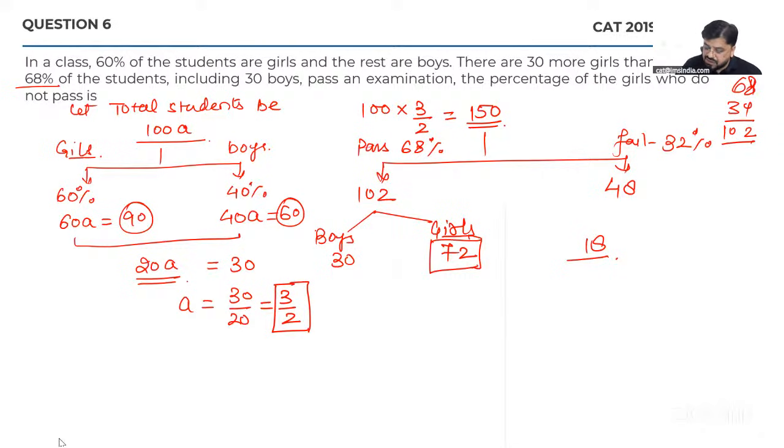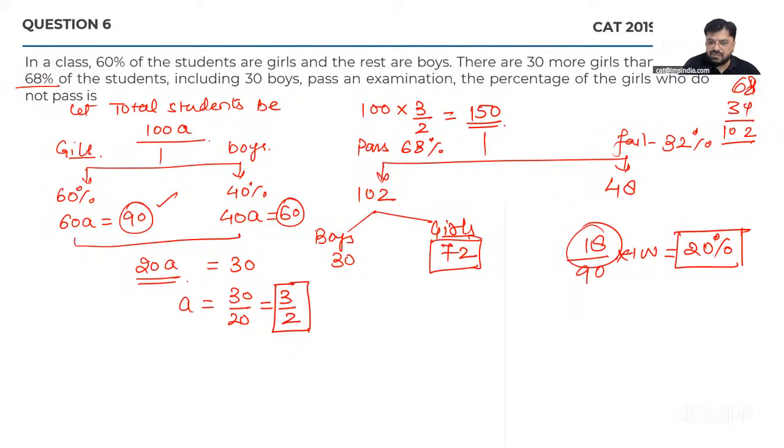Yeah, it is. So the percentage of girls who do not pass: there are 18 girls who did not pass out of 90. It is 20%.